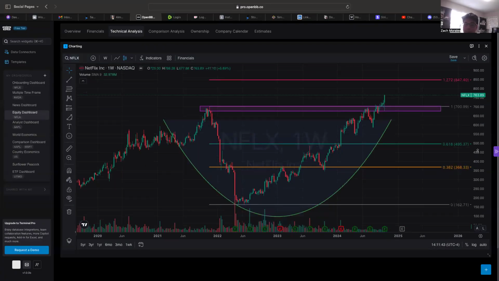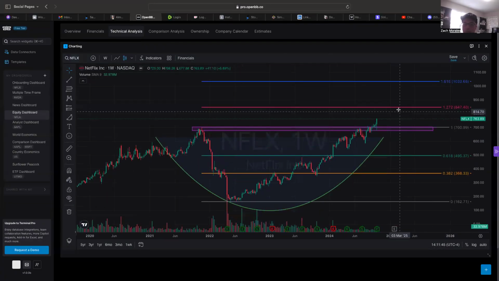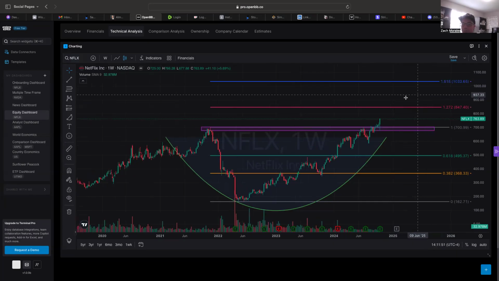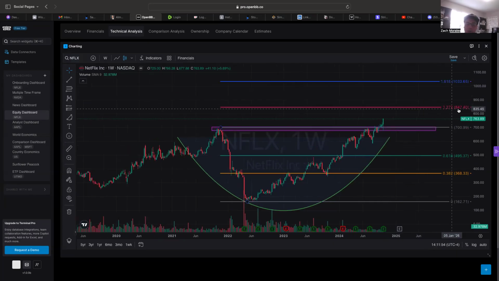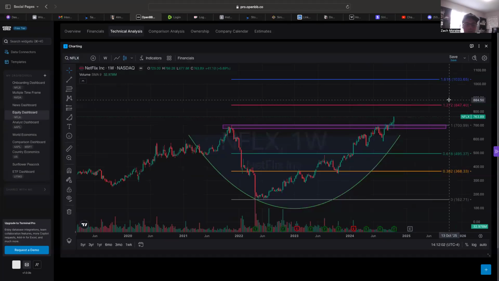So I'm not saying that Netflix has to hit these two price targets within the next couple months. But I think if you're a long-term investor and we're trading above 700, your targets are going to be 847 and then 1,000. Let's just call it 850 and then 1,000 over the next 6 months, 12 months, maybe even 2 years, if we continue to remain in a bull market. This is where Netflix is going to be.